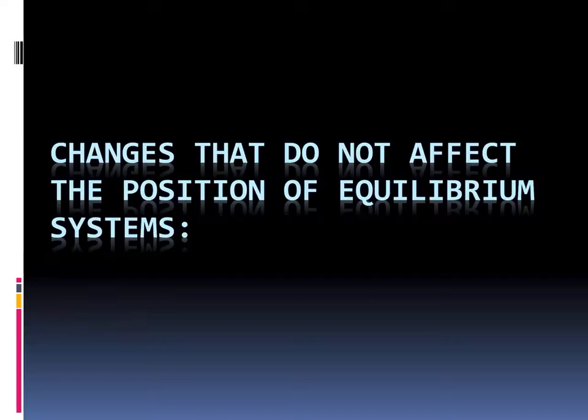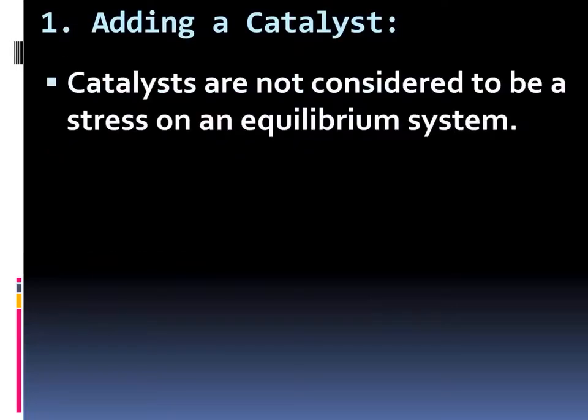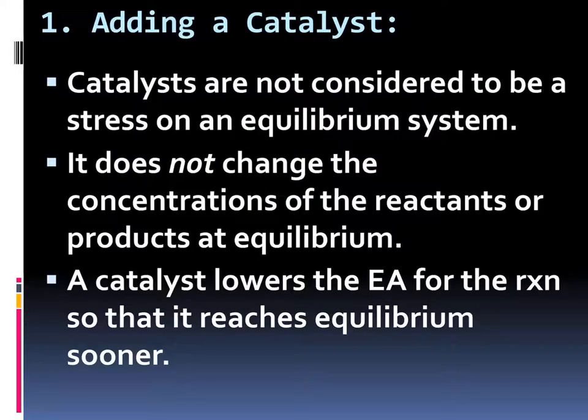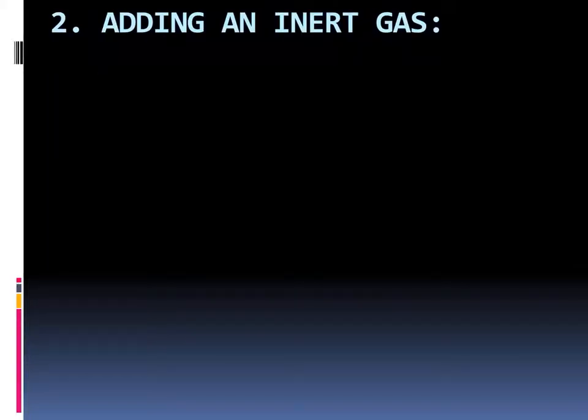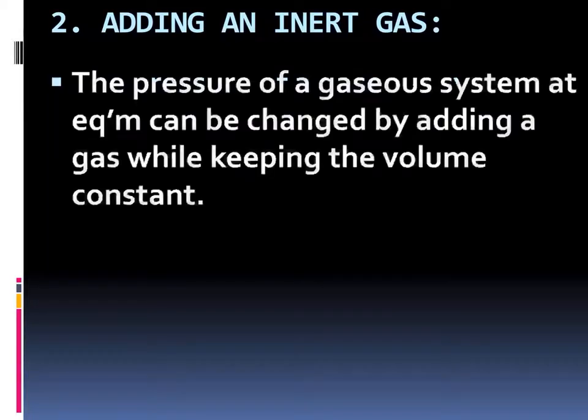Okay, so there are a couple of things that do not affect the position of equilibrium systems. So you can add a catalyst. The catalyst just makes the reaction happen faster. A catalyst, if you remember, is not an overall product or reactant, so it doesn't change any of the concentrations or anything like that. Everything just happens faster.